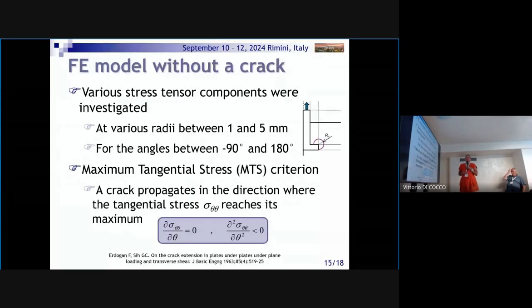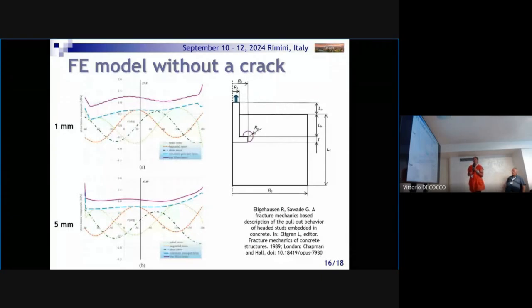We use something like the MTS criterion. Nevertheless, we have no crack, but this is also a stress concentrator. So when we investigated several stress components, the only one that is close to the value of 37 degrees is this tangential stress.